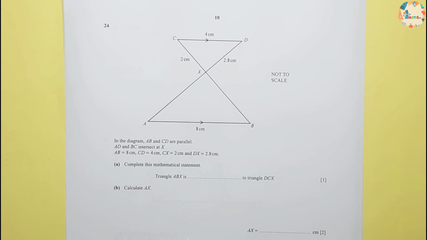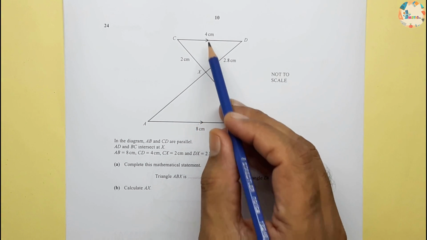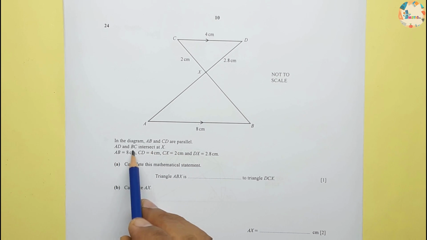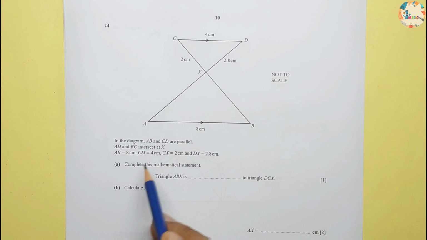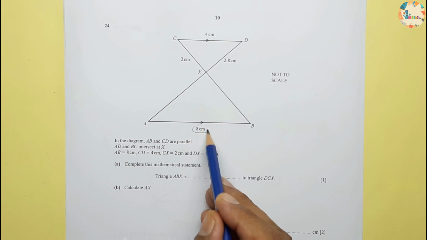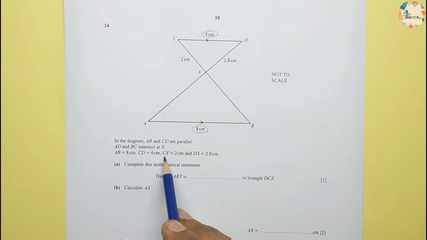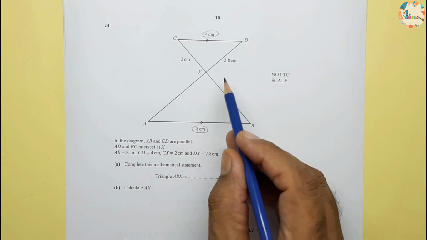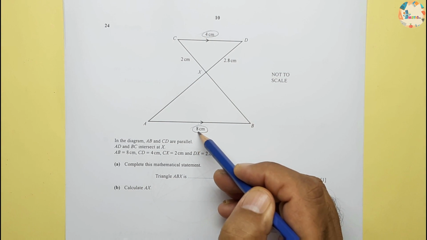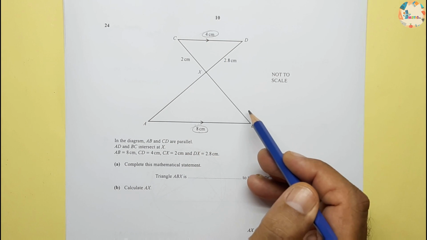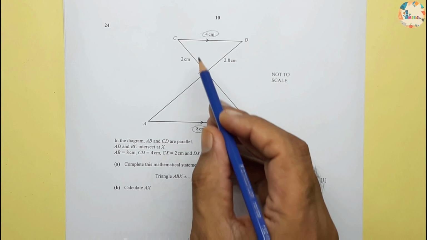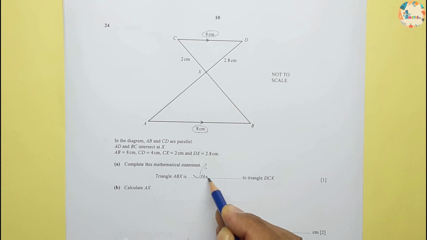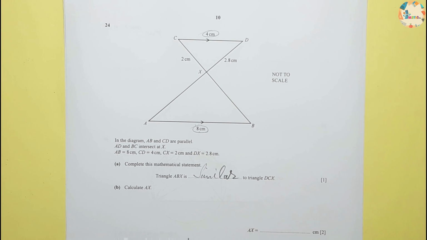Next, question number 24. 2 parallel lines are given, this one and this one. In the diagram, AB and CD are parallel. AD and BC intersect at X, this point. AB is equal to 8, CD is equal to 4. CX is equal to 2, this side is 2.8. We know that these have the same ratio, so these two are parallel and these are intersecting. So these two triangles are similar to each other. We'll write here similar to this triangle.